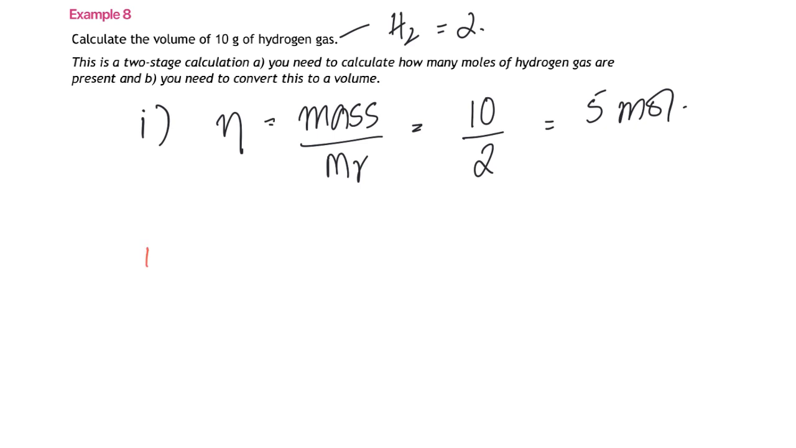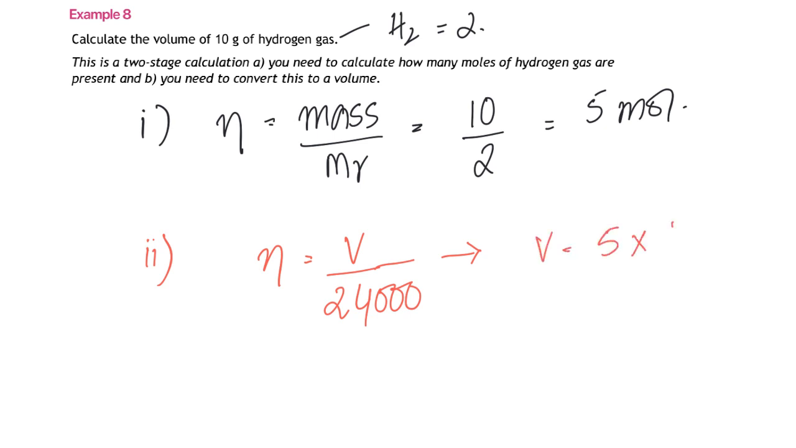Now I know the moles, I can easily find out the volume. I don't need to look at anything else. It's a gas. So moles is volume over 24,000, right? So the volume is equal to 5 moles times 24,000, this equation rearranged, and we have this equal to 120,000. You don't say lakh in CIE.